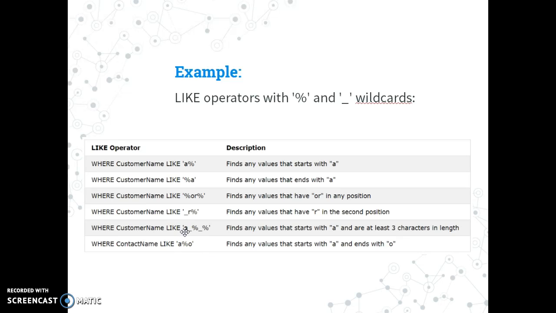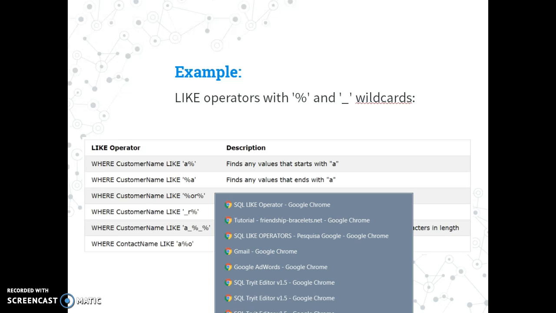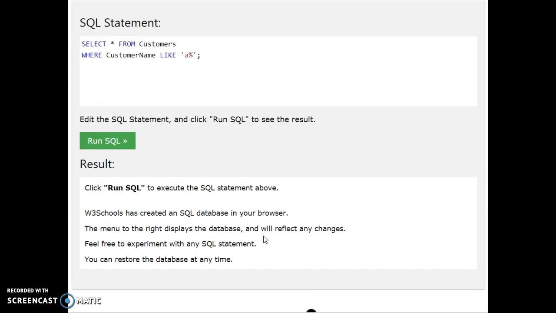You also can use both wildcards to create a condition like this here, where you find all the values that start with A and are at least 3 characters in length. I have here some examples from W3Schools.